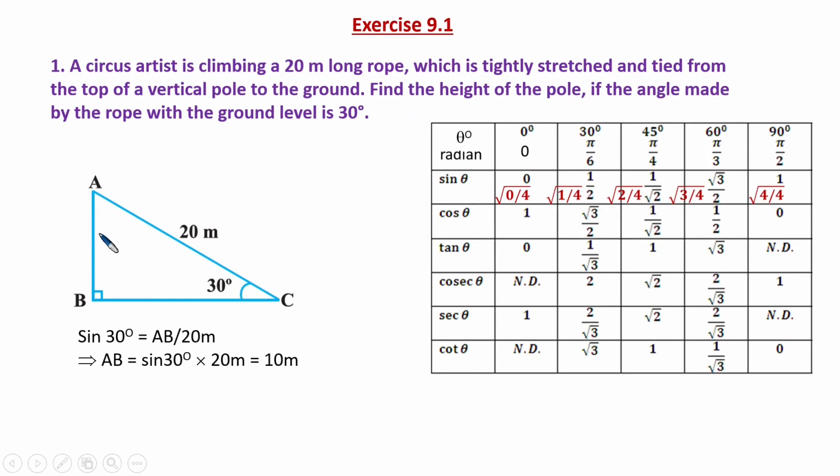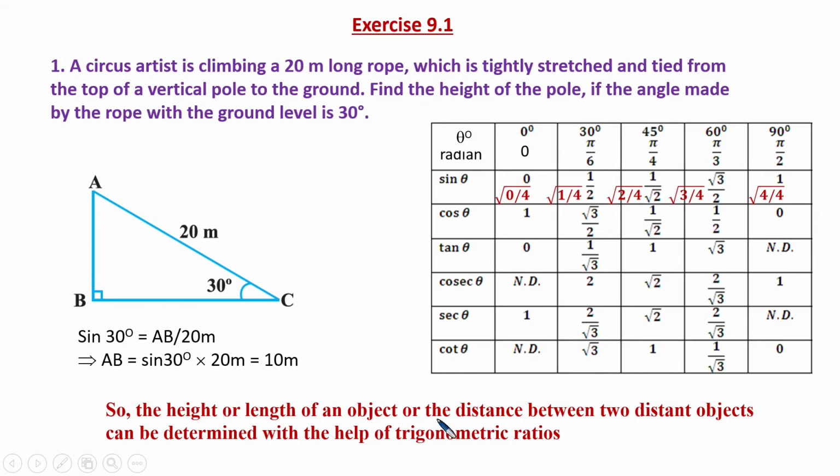Find the height of the pole. So you have to find AB, if the angle made by the rope with the ground level is 30 degrees. Okay, so we have been asked to find the height of the pole. So I can find the opposite side using the sine function. So sine of 30 degrees is AB by 20 meter. So AB is sine 30 into 20 meter, that is 10 meter. So the height is 10 meter.